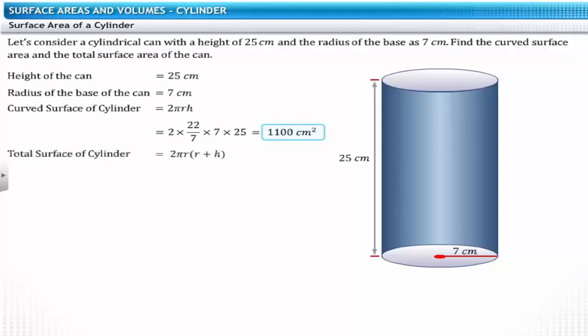Upon substituting and solving, you get the total surface area of the cylindrical can as 1408 square centimeters.